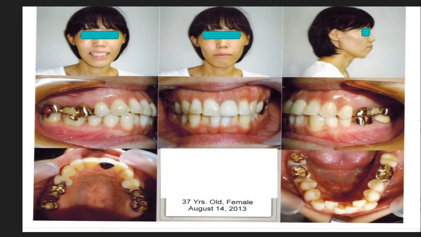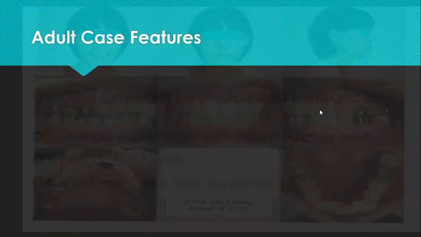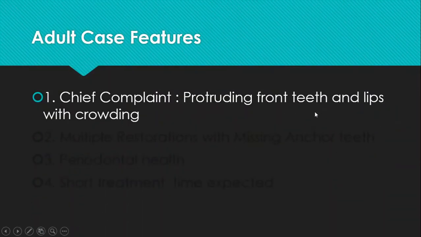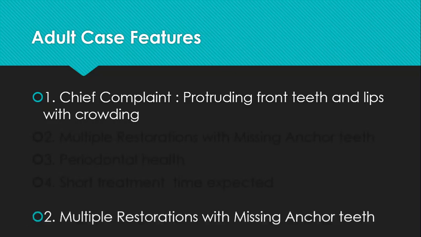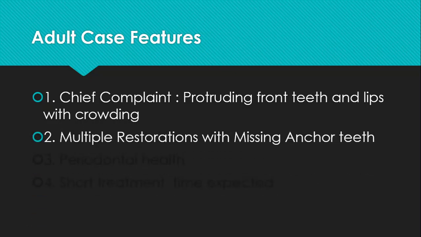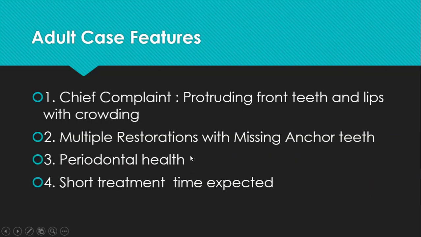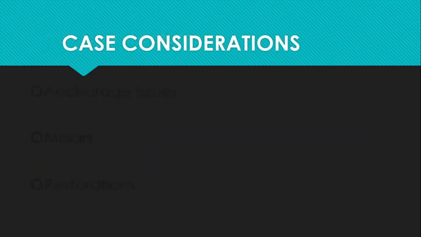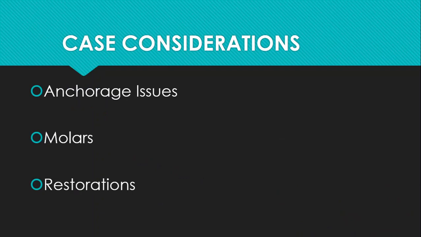This is a 37-year-old female with a chief complaint that her upper restorations are now leaking and there's a little bit of discomfort. And she would also like to correct the crowding of her teeth, and she's also concerned with her profile. So in this adult feature, the problems that we have is that we have protruding teeth with crowding, multiple restorations with missing anchor teeth that we will see later in the x-ray. Periodontal health might be a little bit compromised, and like all adults, they would like to be finished at the shortest possible time. So case considerations, we probably have some anchorage issues.